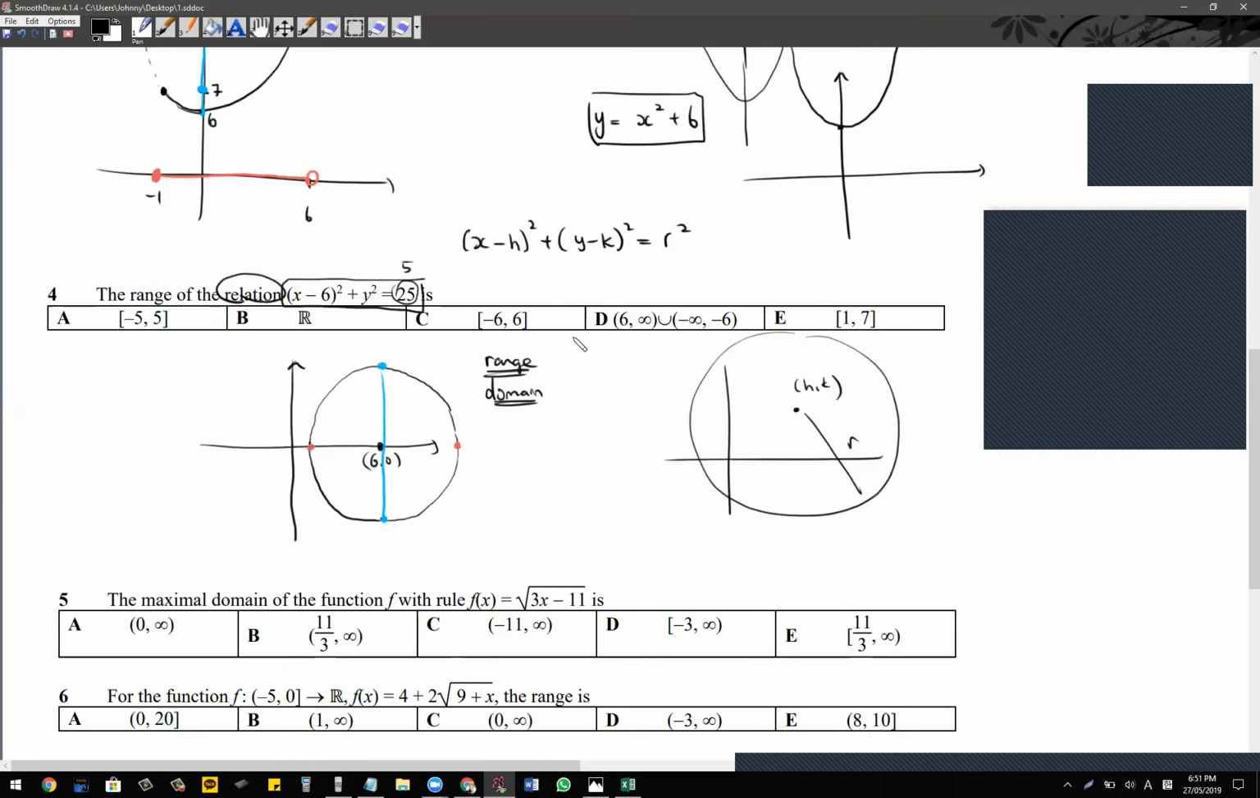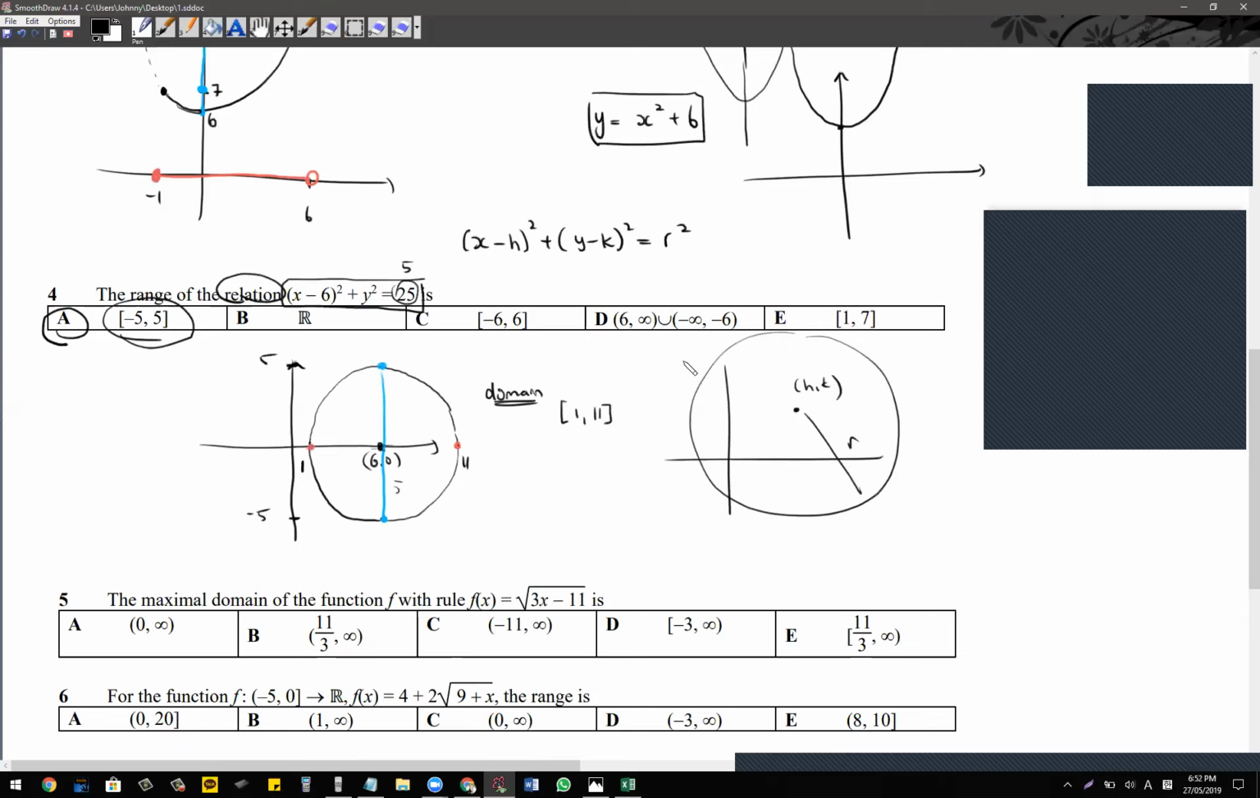Okay, so you're going for this one here. That's correct. Because the radius is 5, this should be -5, and that should be +5. So that's the answer. Domain is a lot more difficult, but domain is from 1, because its distance from 1 to 6 is 5, right? And this must be 11. So domain must be 1 to 11.